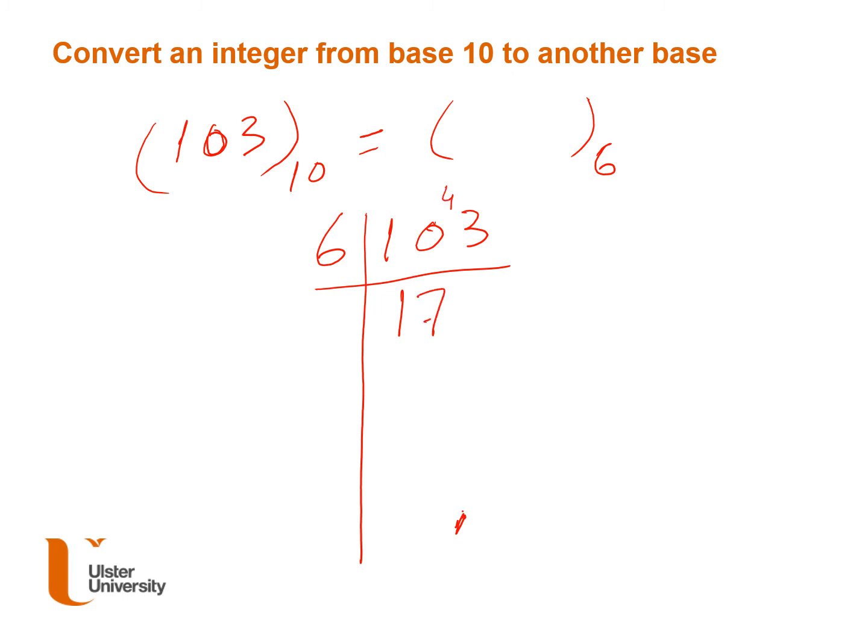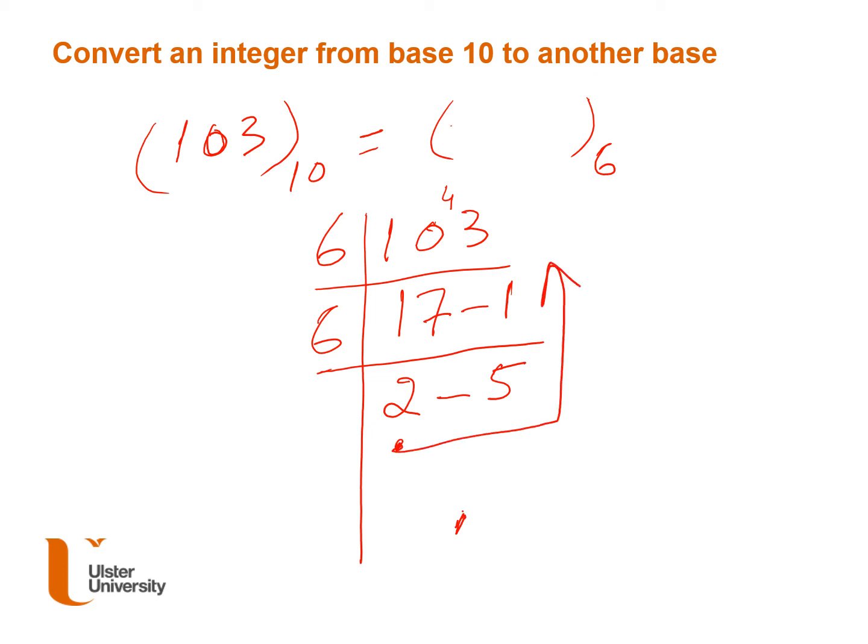6 7s are 42, and remainder would be 1. Again, we're going to divide by 6. 6 2s are 12, and remainder would be 5. So we need to start from this 2. We're going to go up like this. It would be 251. The conversion of 103 from decimal number system to a number system that has a base 6 would be 251.